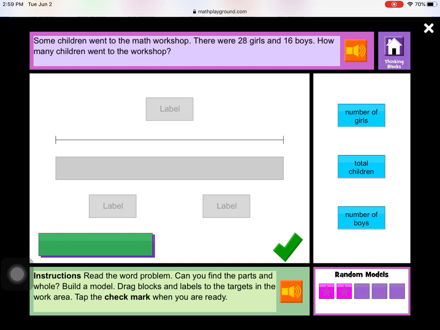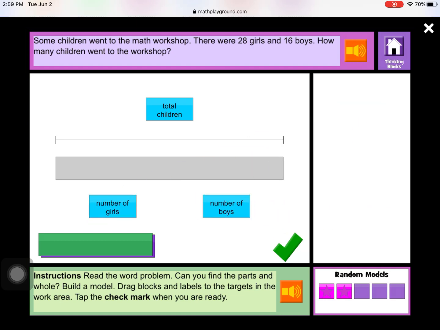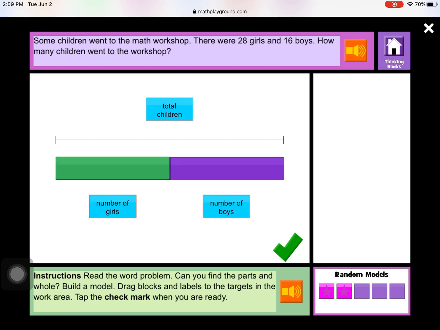Some children went to the math workshop. There are 28 girls and 16 boys. How many children went to the workshop? Well, I know that some children went to the workshop. I don't know how many. I believe that is my total number. I know that there are some girls and there are some boys. There are 28 girls and there are 16 boys.